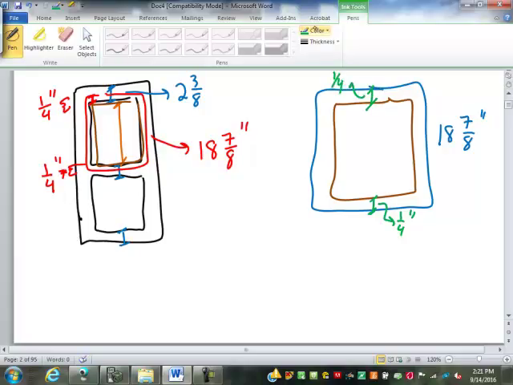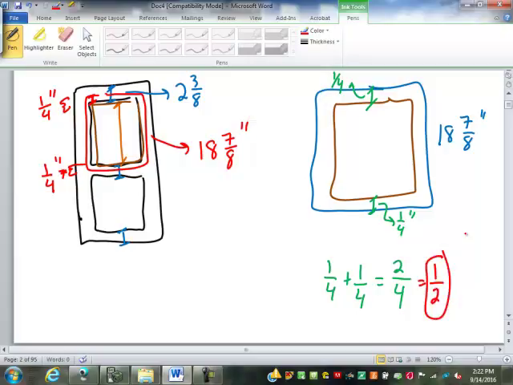Now there are a couple of different ways we could approach this. We could take the 18 and 7/8 and we could subtract 1/4 from it twice. But since we're going to subtract the 1/4 twice, and it's a relatively easy calculation to combine 1/4 and 1/4, it would be easier for us if we add the two 1/4 inch dimensions. 1/4 plus 1/4. 1 plus 1 is 2. And remember, when we add, we keep the same name. So fourths stay fourths. 2/4, which reduces to 1/2.